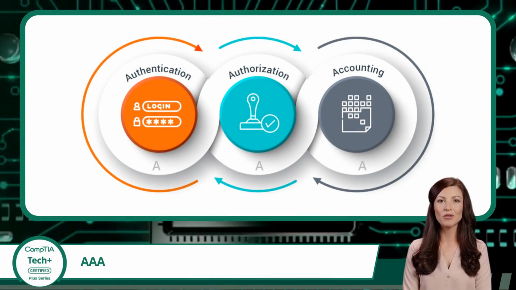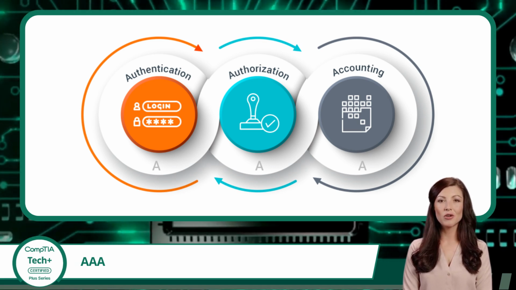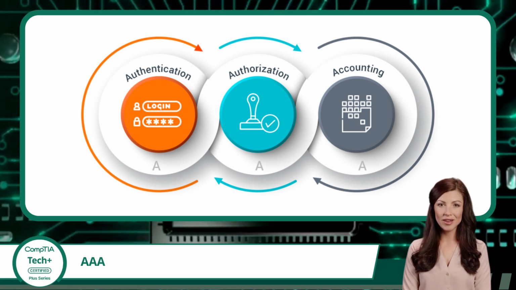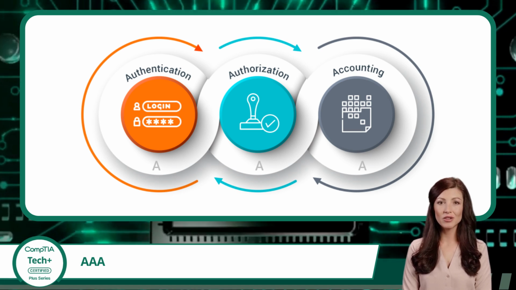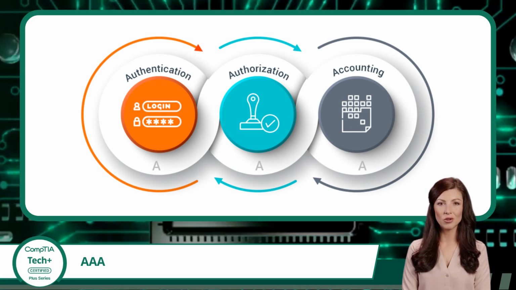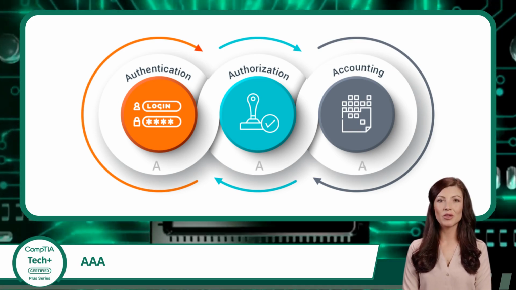Together, the three pillars of authentication, authorization, and accounting make up the AAA security principle in the realm of information technology. Authentication verifies a user's identity, ensuring that individuals are genuinely who they claim to be. Once their identity is confirmed, authorization steps in to determine what actions or resources the user is permitted to access, ensuring that they only interact with what they're allowed to.